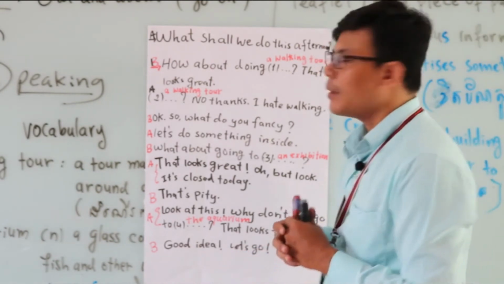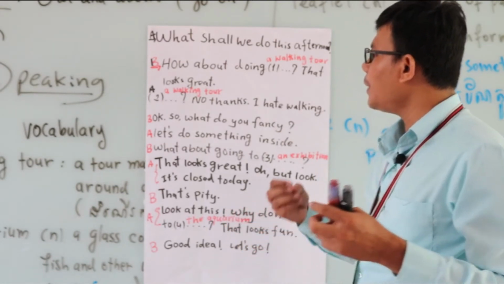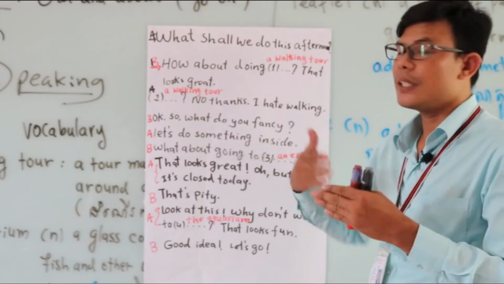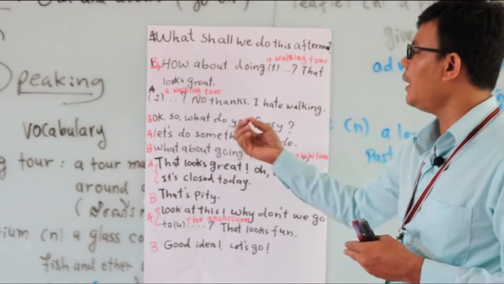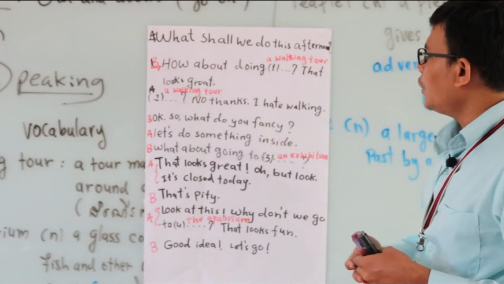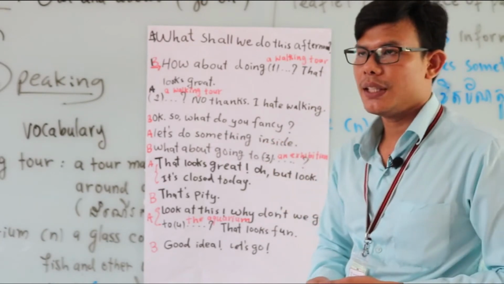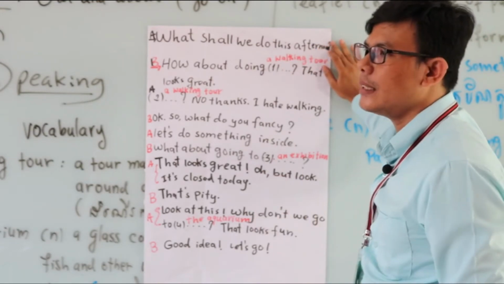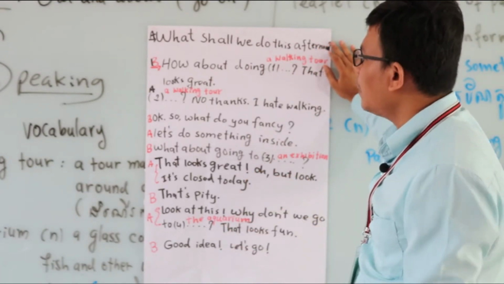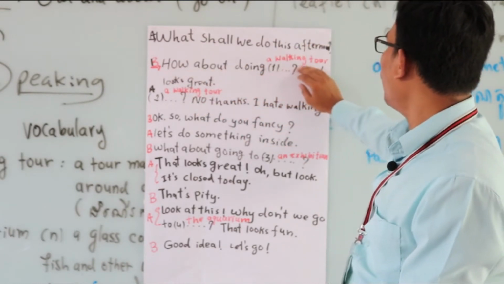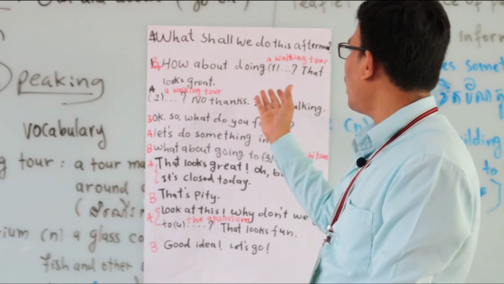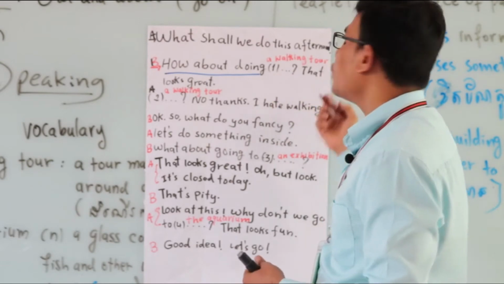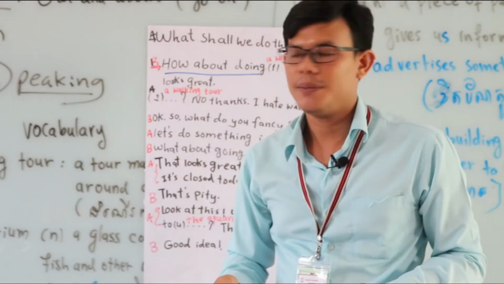So now, I'd like you to read along with me and pretend to be in a conversation between A and B. I just want to make sure that you know some ways of making suggestions. For example, what shall we do this afternoon? Then you say, how about doing a walking tour? He is making a suggestion.